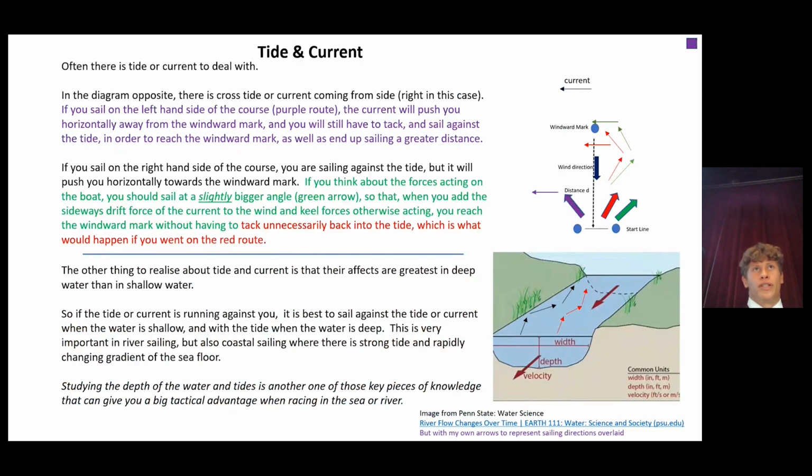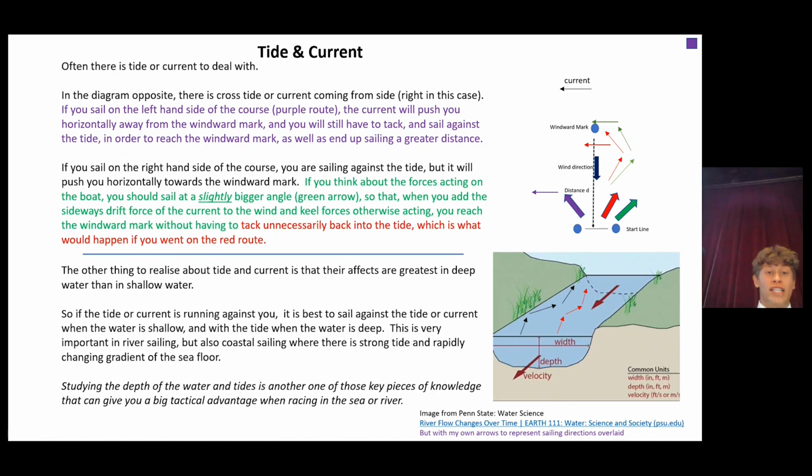This is a whole new force involved when you're sailing, and this makes things a lot more complicated. So in the diagram you see, there's a cross tide going from right to left. If you took the purple route, the current will push you horizontally away from the windward mark here. You can see you're drifting more and more this way. And you'll still have to tack and sail against the tide in order to reach the windward mark, as well as ending up sailing a much greater distance.